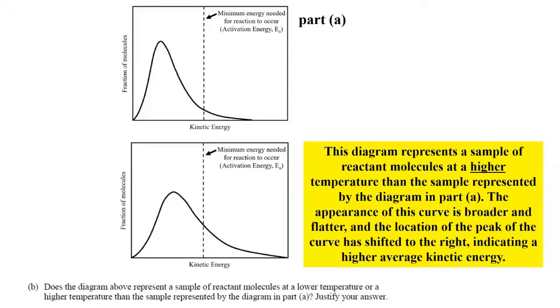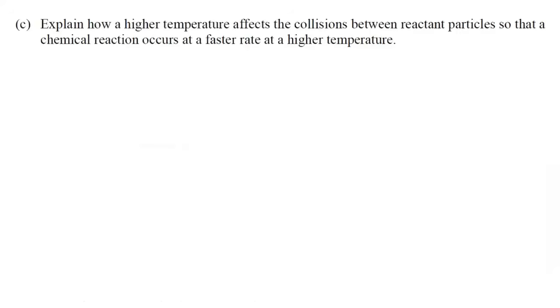Well, the appearance of the curve is broader and flatter, and the location of the peak of the curve has shifted toward the right, indicating a higher average kinetic energy, therefore a higher temperature. Part C, explain how a higher temperature affects the collisions between reactant particles so that a chemical reaction occurs at a faster rate at a higher temperature.